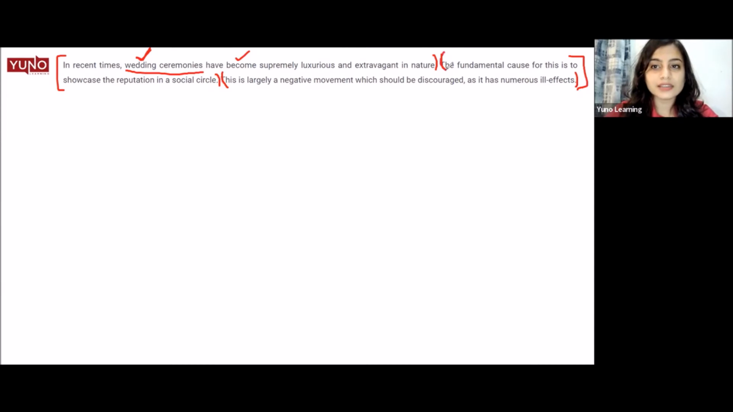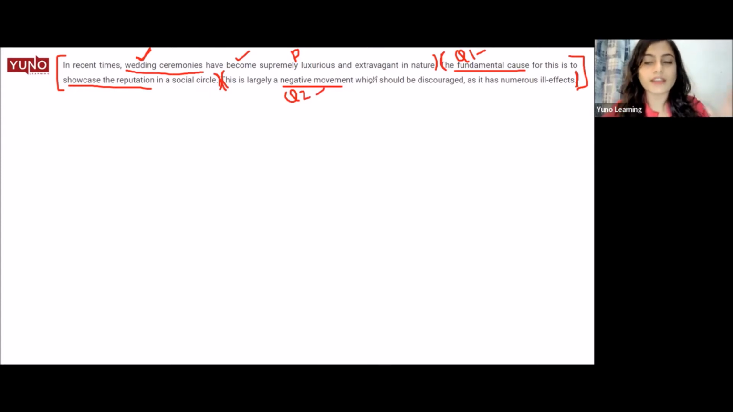The second sentence is answering the first question: what is the reason for this? The fundamental reason is to showcase the reputation, to show off. Fine. This is answering the second question: is this a positive or a negative trend? It's a negative movement. Fine. So you can see that this is the paraphrase of the question prompt. This is answering question 1, my thesis statement for question 1. And this is my thesis statement for question 2. Simple. 3-sentence introduction and you are good to go.